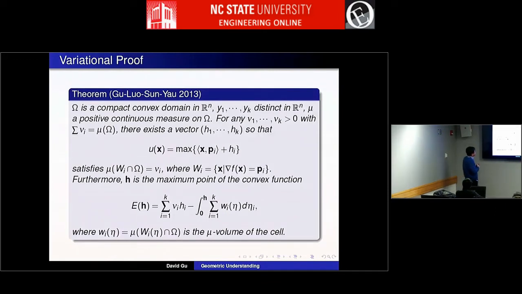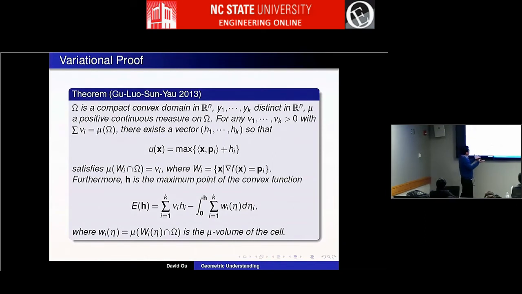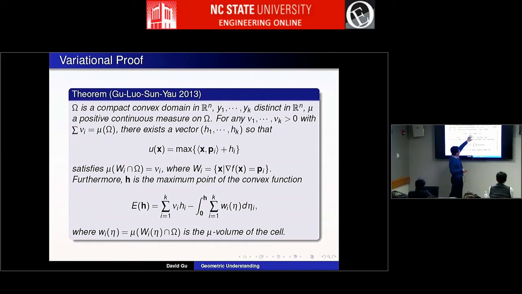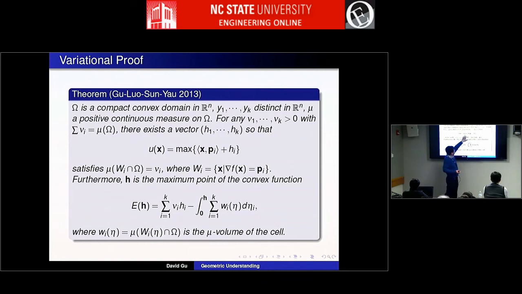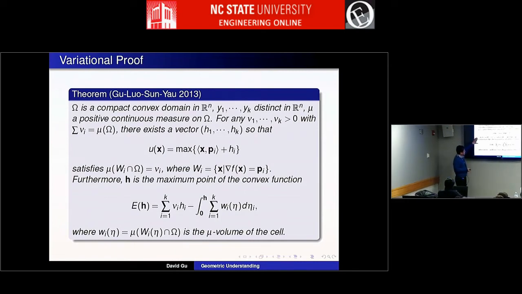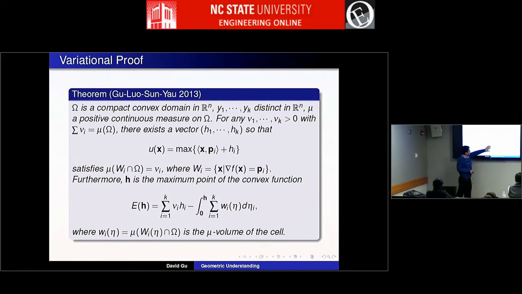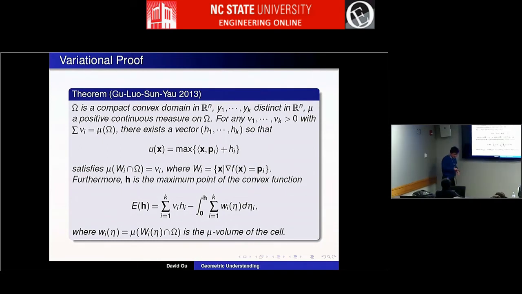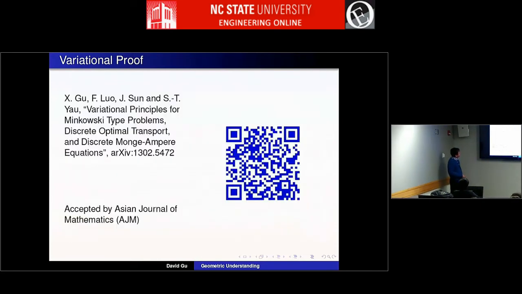So basically, if we are given the normals and then given the areas, we can find the convex polytope as the graph of this function, which is the upper envelope of many planes. And the solution can be obtained by convex optimization. So here we define a functional. By maximizing this functional, we can find such a function. That's the preprint online.